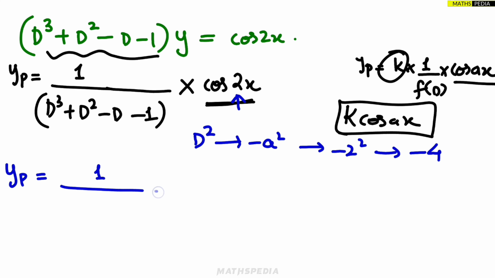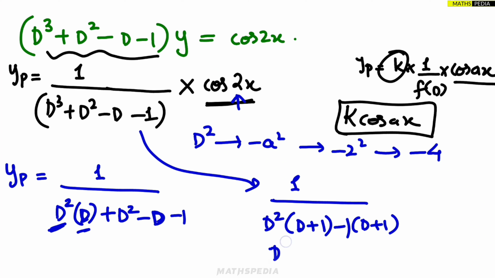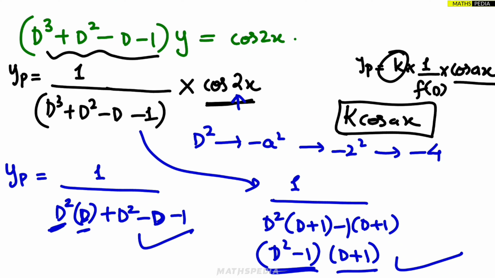So yp value will become 1 divided by, for d cube I cannot substitute. What if I take d square and inside d plus d square minus d minus 1. This is the one method. Okay, this is d, not 0. Another method is nothing but 1 divided by, there are 4 terms, right? So you can take d square common from the first 2 terms. So what is remaining? D plus 1 will be remaining. Next term also d plus 1 is common, so minus 1 outside. So it will be d square minus 1 into d plus 1, right? So from this you can substitute d square value and get the answer. This is also fine, this is also fine. So we'll go by the simple method.